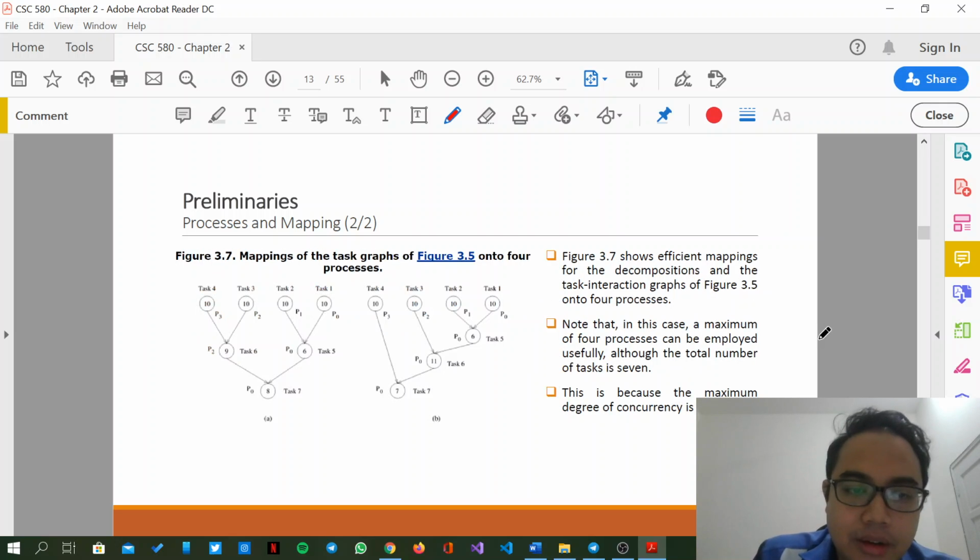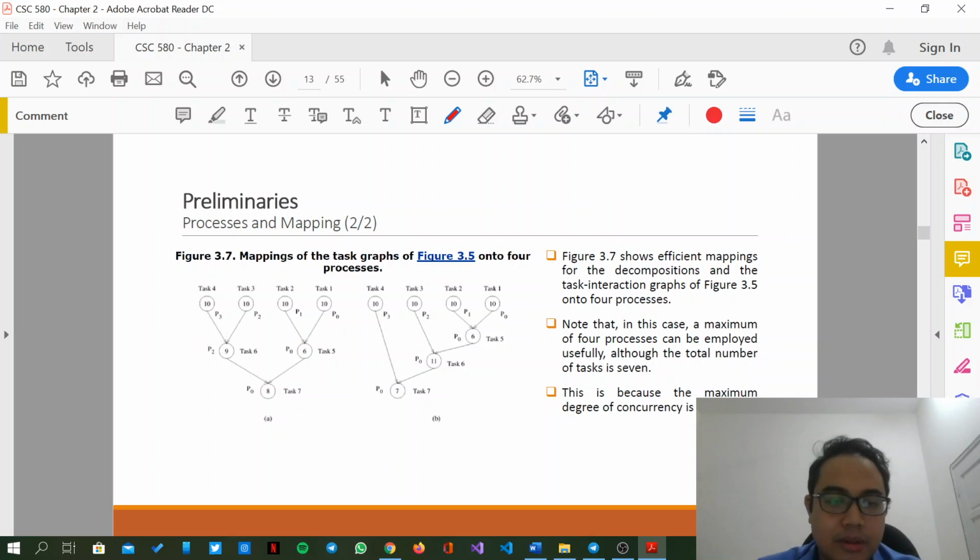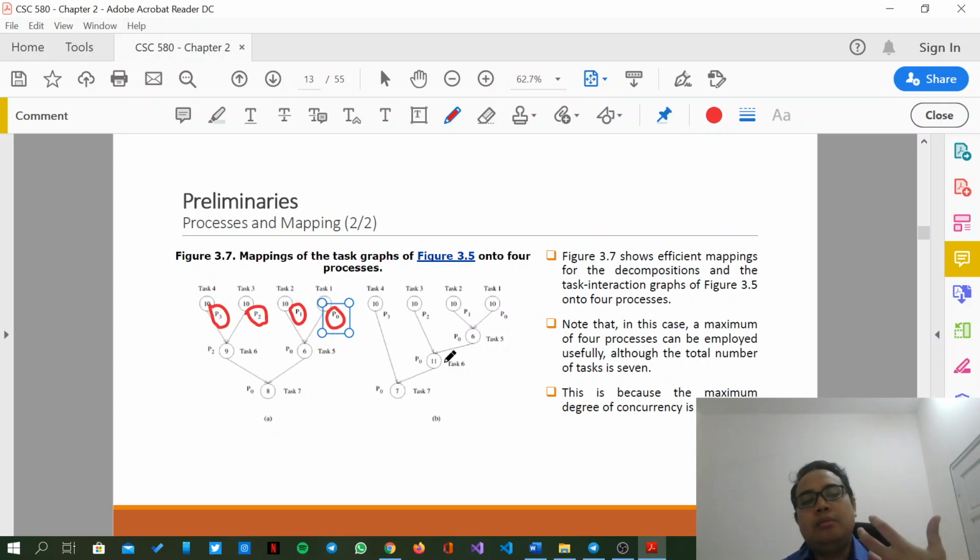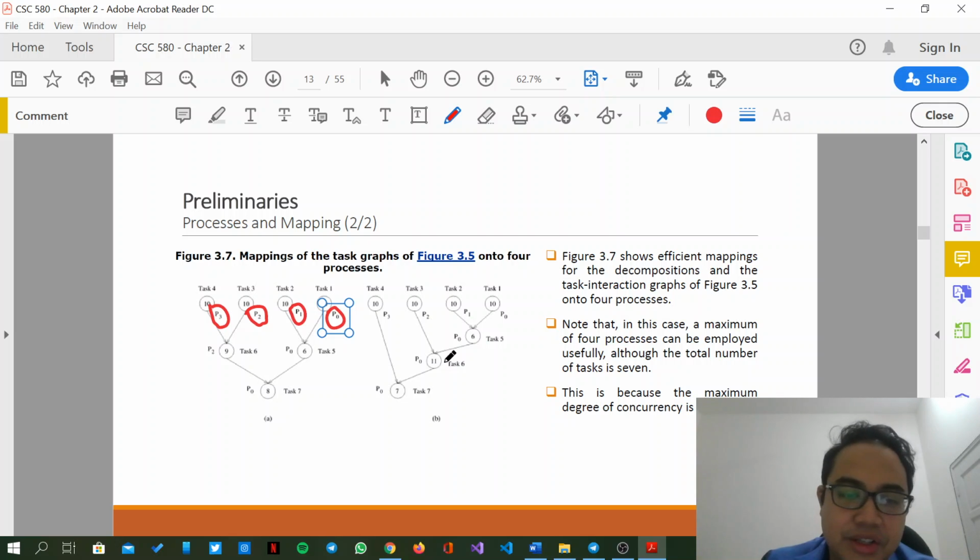Okay, let's look at the next one. Mapping techniques, task based, following what we had earlier. For example, here we have task 1, task 2, task 3 and task 4. Task 1 we give to process 0. Task 2 we give to process 1. Task 3 to process 2, and then task 4 to process 3. Basically we have mapped this. We map into different processes.